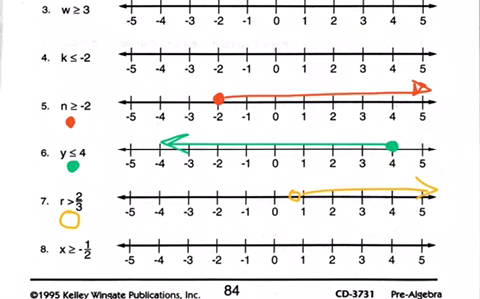And then finally, the last one, x is greater than or equal to -1/2. So greater than or equal to means a solid circle. So find -1/2, that is about right here. And all numbers are bigger than -1/2. x is greater than -1/2. So that means all the numbers that are bigger than -1/2 are this way. These numbers are smaller, so it would not go this way. So I want to go to the right, and draw my arrow going to the right.